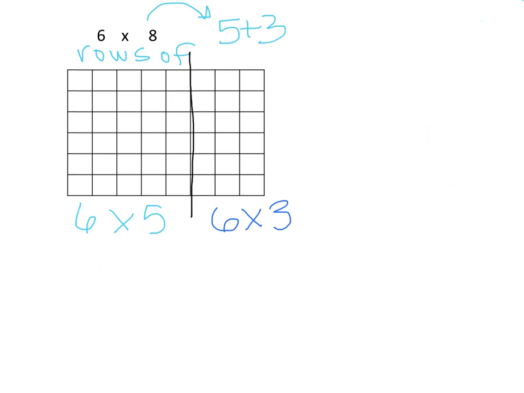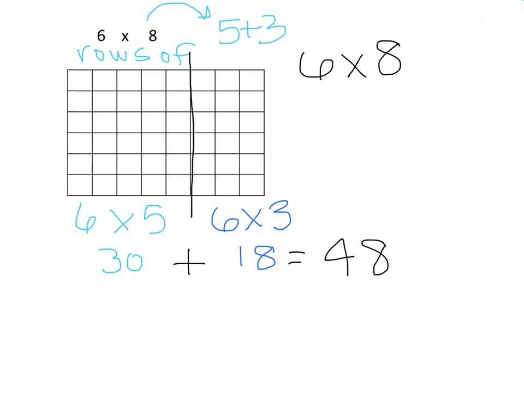Okay, so I know what 6 rows of 5 or 6 times 5 is equal to. That would be 30, and 6 times 3 is 18. If I want to figure out what the total of my entire array is, I need to take the sum of my 2 parts. So 30 plus 18 is equal to 48. So that means that 6 groups of 8 is 48.